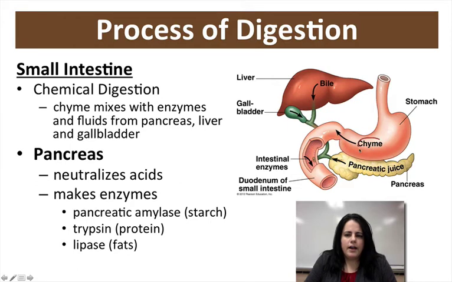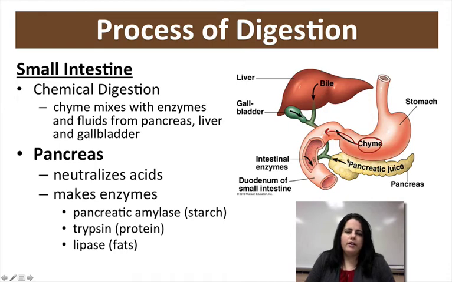So once the chyme leaves the stomach, it will enter the first part of the small intestine. And this is where a little bit more chemical digestion needs to occur before we absorb anything. The chyme will mix with enzymes and different fluids that are secreted from the pancreas, the liver, and the gallbladder. As you can see in the picture, the pancreas, the liver, and the gallbladder all have ducts that lead into the small intestine, so the things that they make can enter the small intestine and help with the chemical breakdown. The pancreas we'll talk about first.